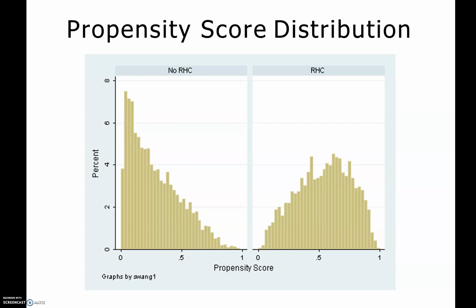The propensity score distribution is strongly right-tailed here, where most of these no RHC group have probabilities very close to 0 for death. And we saw that in the Kaplan-Meier curve, versus the RHC group has this here. So this really shows why you can't make that comparison. You're comparing apples to oranges here.